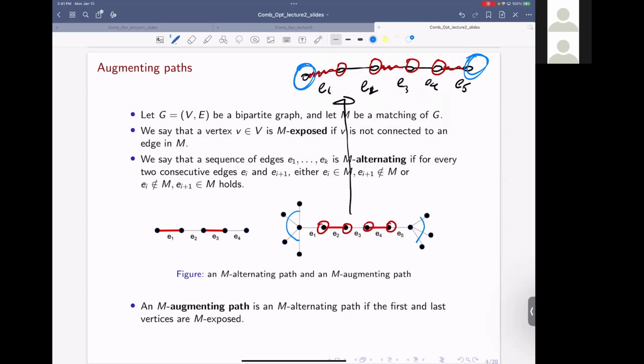Any question? Yeah. So it has to be a path, right? Right. We always care about path. Sorry. A path of edges. Any other question?